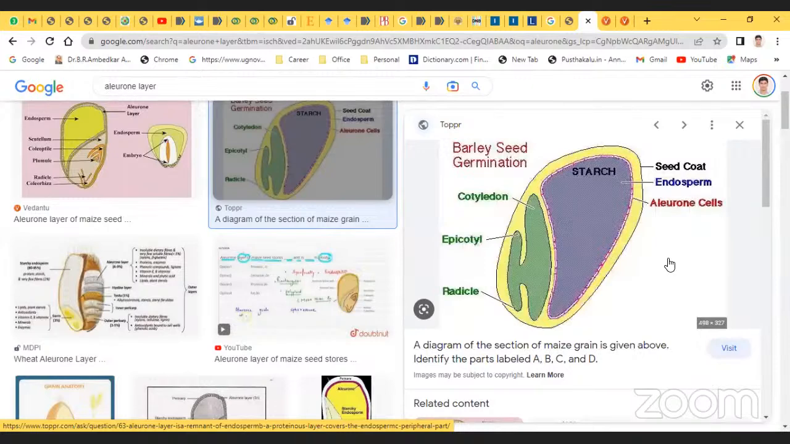So next we will discuss the development of the endosperm. Next class we will discuss the development of embryo. Right? Development of embryo. Two differences: endosperm and embryo. What is embryo? What is embryo?